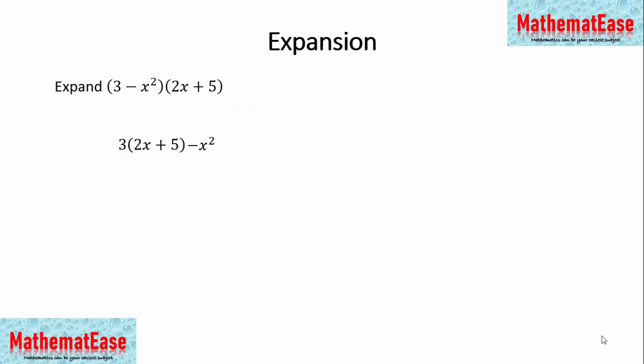This is another one. In this place, as usual, I split the first bracket. That is 3 minus x squared. Then I put the second one, 2x plus 5, after 3 and also after minus x squared. Then I open the bracket where I have 6x plus 15 minus 2x cubed and minus 5x squared.